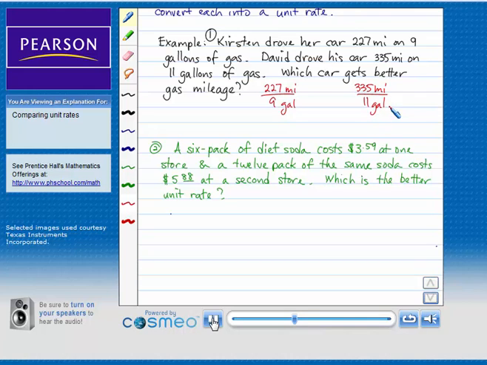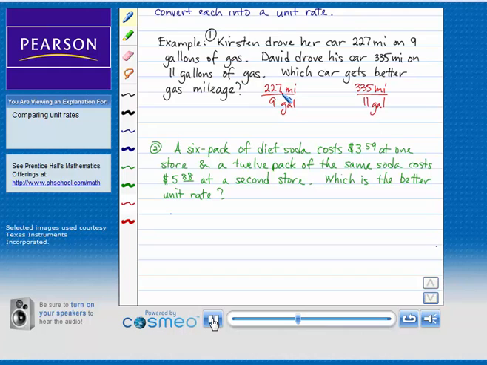That's a rate. But I can't look at those fractions and determine which one is a larger rate or a better gas mileage. So what I need to do is convert each one into a unit rate, which means I'm going to need to divide the denominator into the numerator.